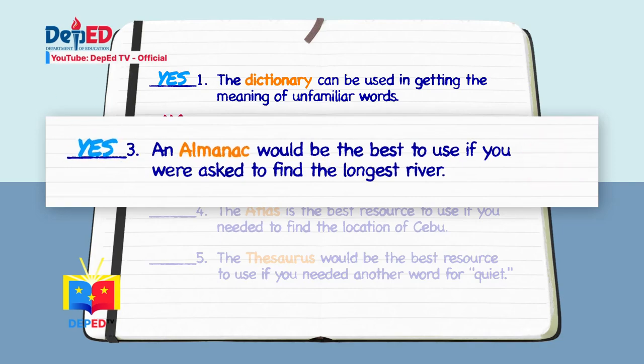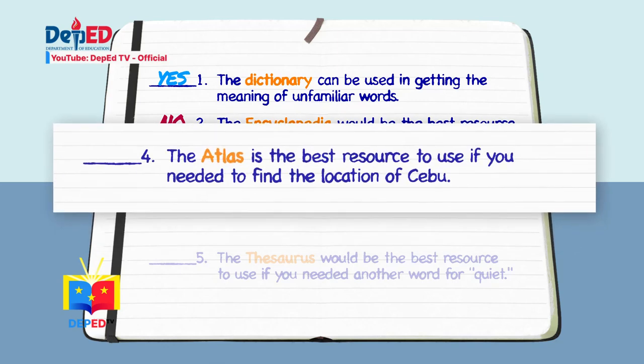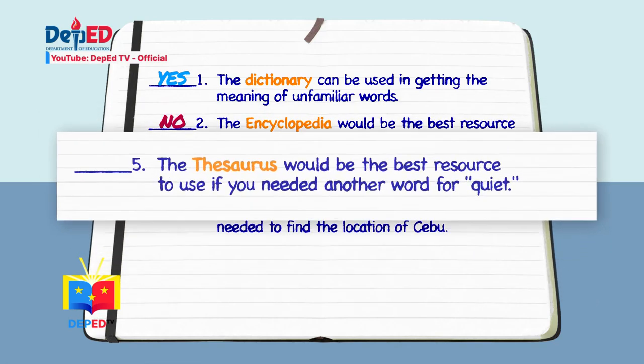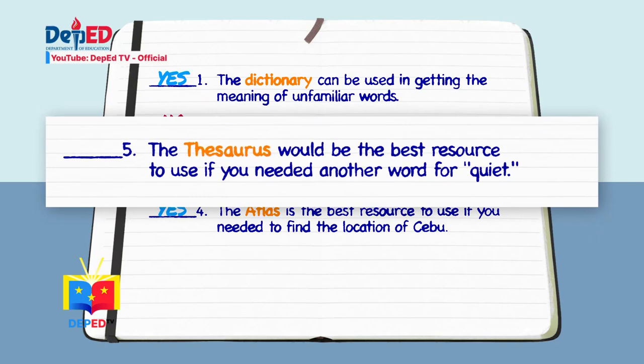Answer, yes. Number four, the atlas is the best resource to use if you need to find the location of Cebu. Answer, yes. Number five, the thesaurus would be the best resource to use if you need another word for quiet. Answer, yes.